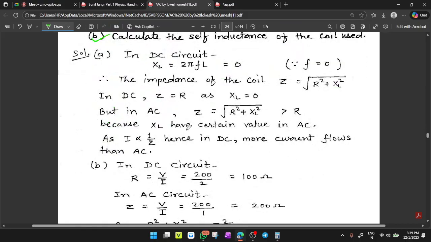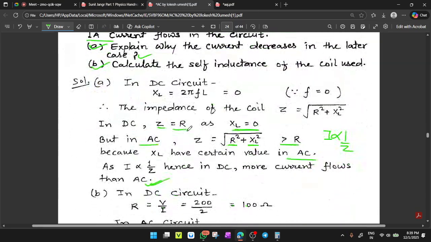So with the DC source, XL equals 2 pi FL, so XL becomes 0. So at that time Z becomes equal to R. There is an RL circuit, okay? So Z equals R as XL equals 0. But when AC is connected, Z equals under root R square plus XL square. So that will be greater than R, because XL has a certain value in AC, and I is inversely proportional to Z. Hence, in DC, more current flows than in AC. Clear, beta? So this is the first case.